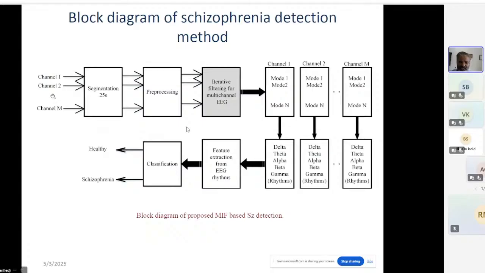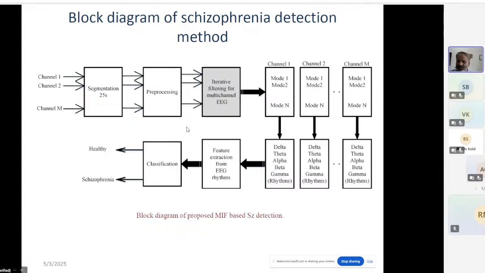So we have M channel EEG, and then we perform segmentation and pre-processing. Then on the multi-channel, multivariate EEG signal, the iterative filtering that we have proposed is applied here. From each channel, we have n number of modes, so the mode alignment property is present. Then the rhythms delta, theta, alpha, beta, gamma, that definition is from a very old time.